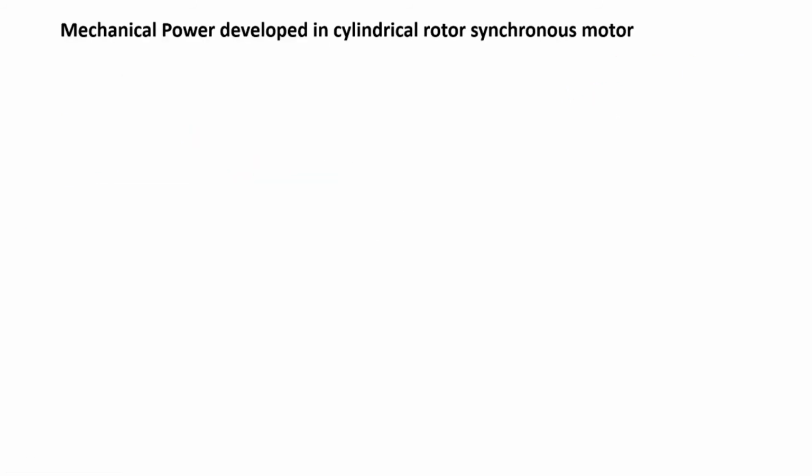Now let's see the expression for mechanical power developed in a cylindrical rotor synchronous motor in a simple way. So we know the real power developed in a synchronous motor per phase is V into I_a cos phi. In this derivation, we are neglecting armature resistance for simplicity. So we are utilizing the phasor diagram corresponding to the lagging power factor case in order to derive the expression for mechanical power developed in a cylindrical rotor synchronous motor.